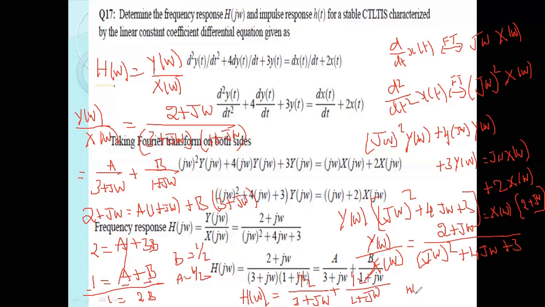So h of t, in terms of the inverse Fourier transformation, we can apply: 1 by 2 into e power minus 3t u of t, plus 1 by 2 into e power minus 2t u of t. Got it, my students?